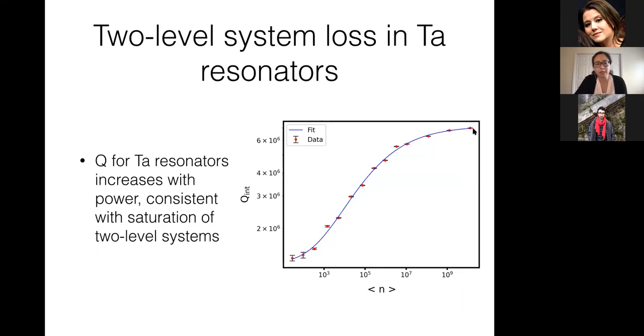So what we find is that if you look at the Q of these resonators as a function of power, we see that you get a better Q as you go to higher powers. And you see the saturation behavior, which is consistent with a lot of reports of other qubits where you can see saturation of two-level systems.